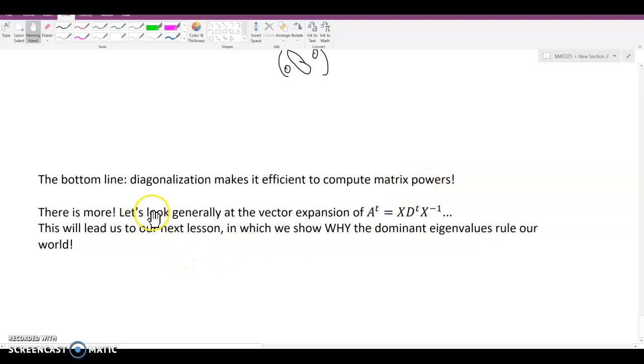There is more. Let's look generally at the vector expansion of A to the t equals X D to the t X inverse. This will lead us to our next lesson in which we show why the dominant eigenvalues rule our world. See you then.